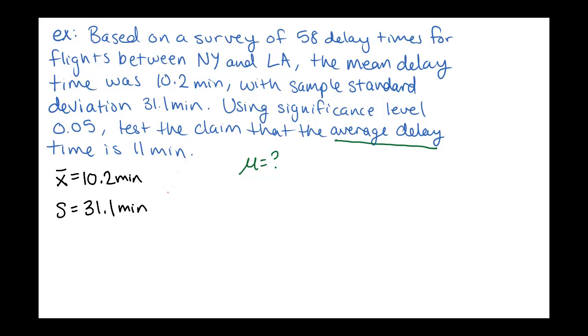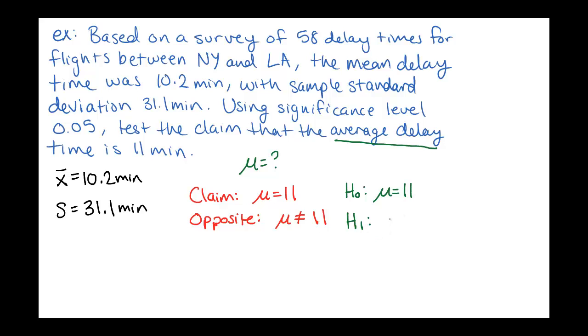So we have the average delay time of the sample, but our question is really, what is that population mean? So our claim that we're testing here, our original claim, is that this mean is 11 minutes. So our mu would be 11. Now remember, we need our opposite claim. In this case, the opposite of mu equals 11 would be mu not equal to 11. And then from these we'll get our null hypothesis. Remember, the null hypothesis always has an equals, so this would be mu equals 11. And our alternative hypothesis, which is the one of these two that does not contain equals, in this case would be mu not equal to 11.